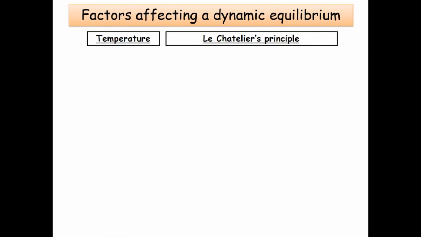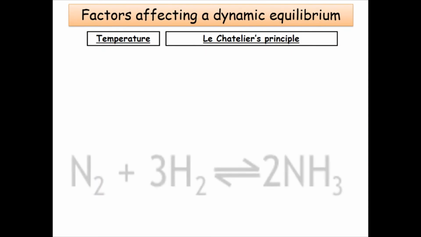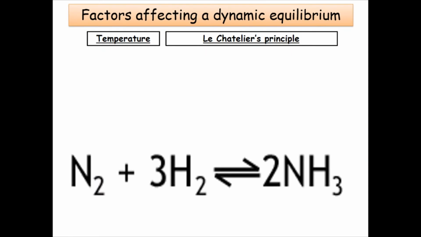To use Le Chatelier's principle with temperature, we need to first identify whether the reaction is endothermic or exothermic. In this case, the forward reaction is exothermic, so the reverse must be endothermic. This is the same case in any reaction. If the forward is exo, the reverse will be endo. If the forward is endo, the reverse would be exo.